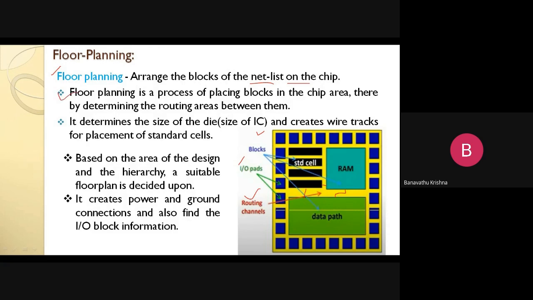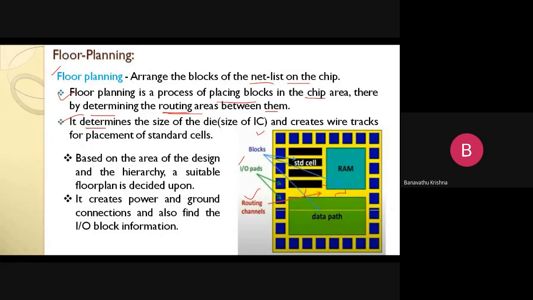Okay, and the next thing: floor planning is the process of placing blocks on the chip area, thereby determining the routing areas between them. The yellow spaces give the direction for making the connections. That is the routing areas between them. So it determines the size of the die, meaning the size of the chip, and it creates wire tracks for placement of standard cells. That is nothing but the routing areas here.